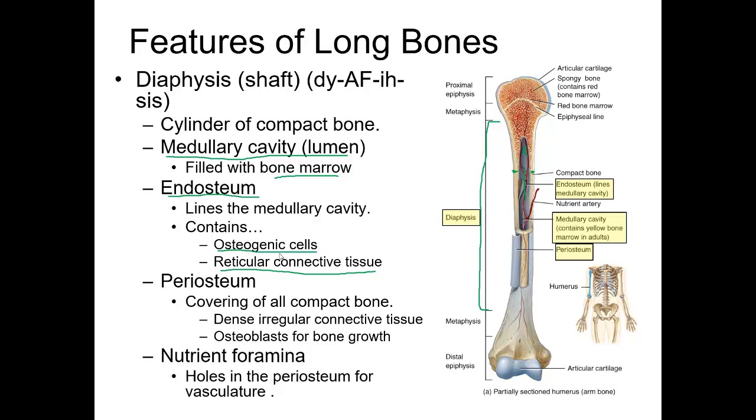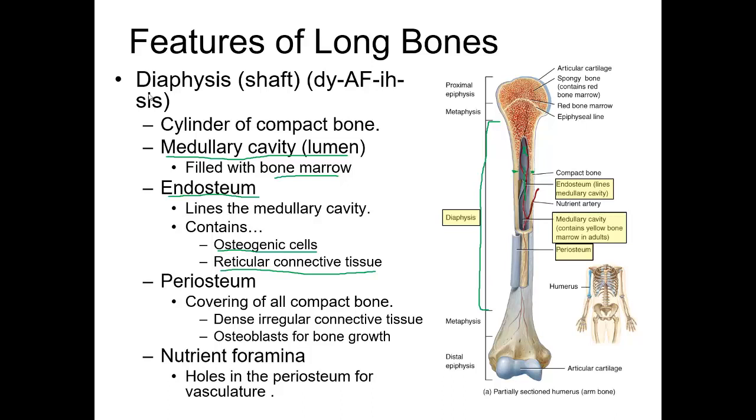So you have a long bone here. Its shaft is called diaphysis. It's made up of compact bone with a big hollow in the center. That hollow is called the medullary cavity. It's lined with a lining called endosteum, which is made up of reticular connective tissue, and it has certain kinds of stem cells in it called osteogenic stem cells.